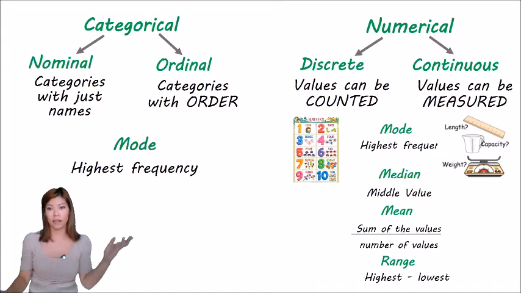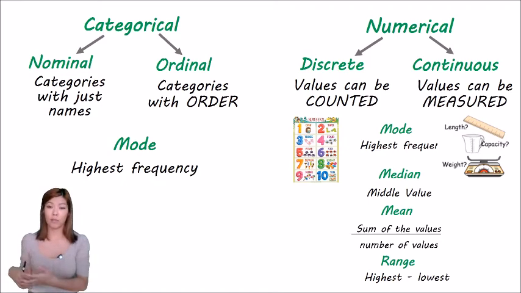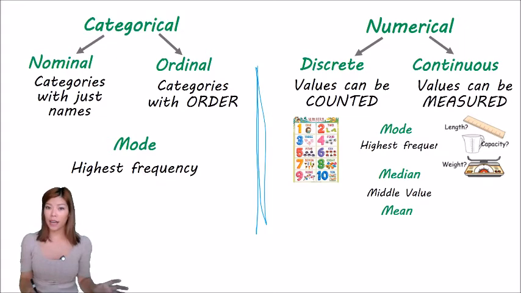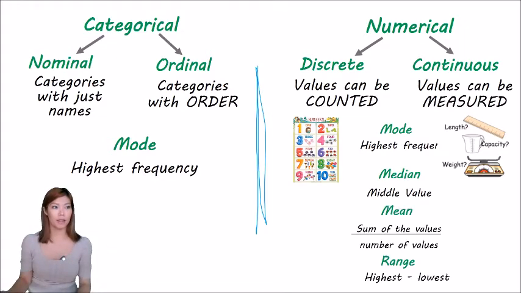So I could look at the scores for the last test and have a look at the range. If one class had between only 70 to 80% and the other class had between 10 and 90%, then one class is more consistent than the other, the range. I'm just going to highlight that categorical data can only find a mode, whereas with numerical data you can find lots of different things.